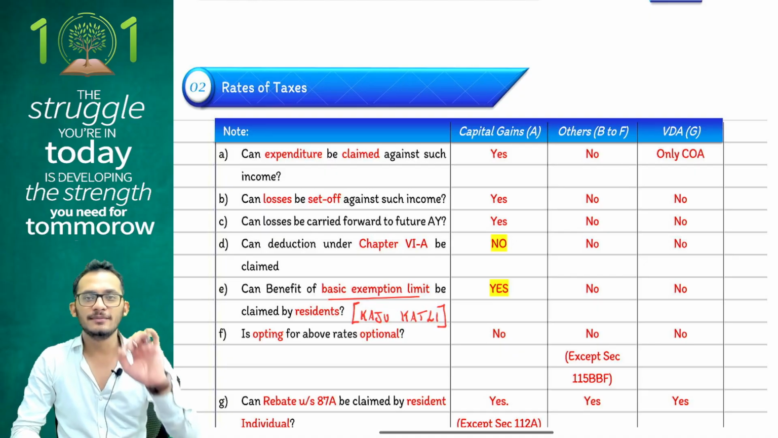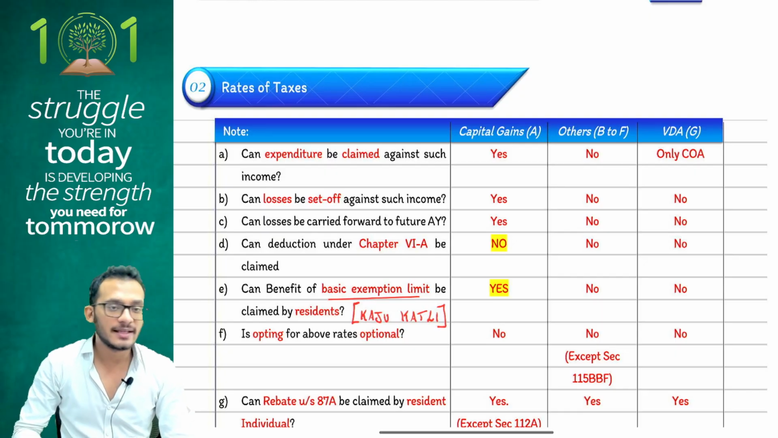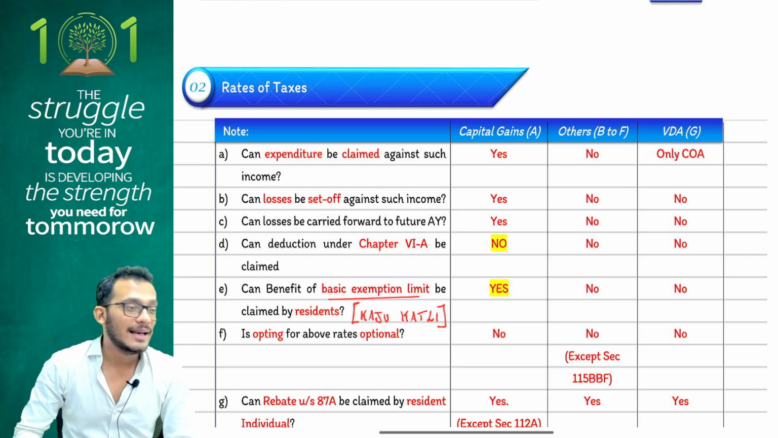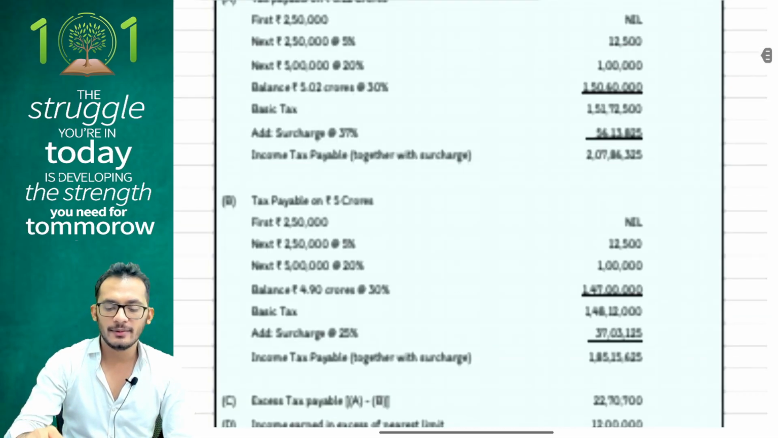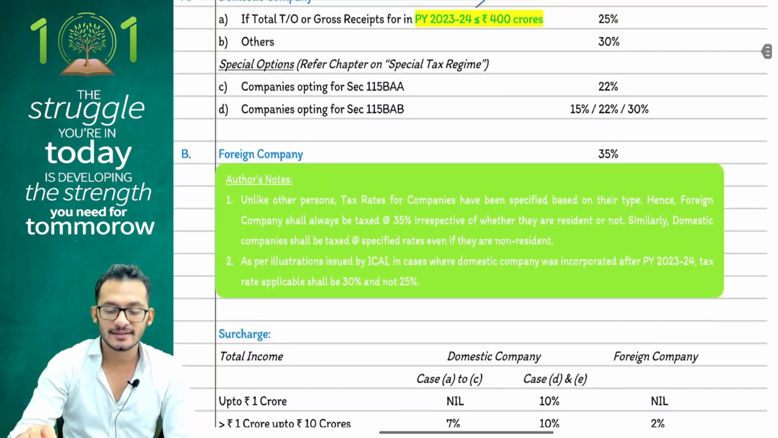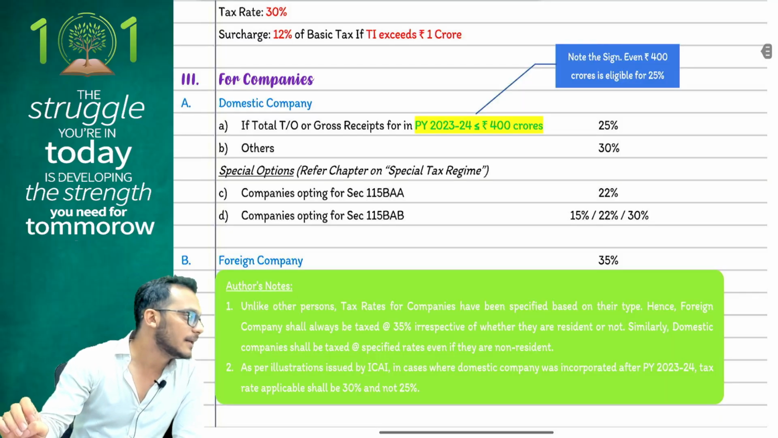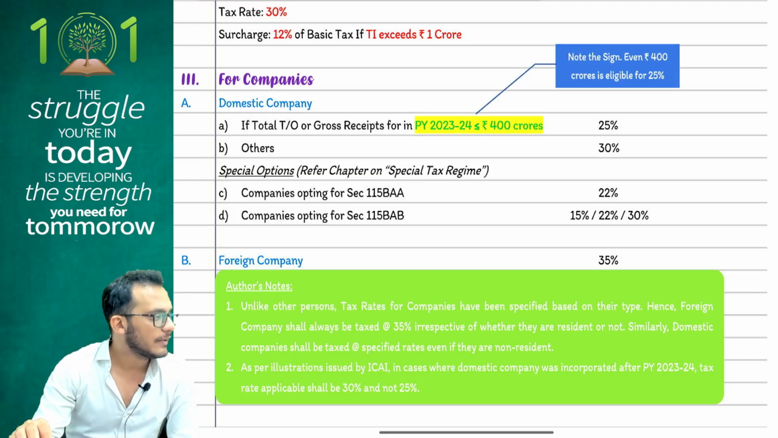Then we went to companies. Companies had two regimes: one is the old regime, one is the special regime. The old regime said if you're a domestic company with a turnover of less than or equal to 400 crores for the previous year 23-24, then you will get a tax rate of 25 percent. If not, you'll get a tax rate of 30 percent. If you're a foreign company, the tax rate will be 35 percent.